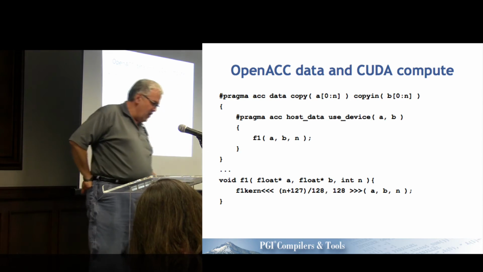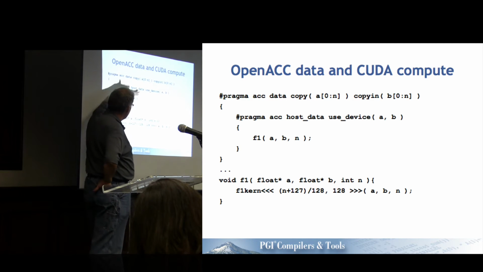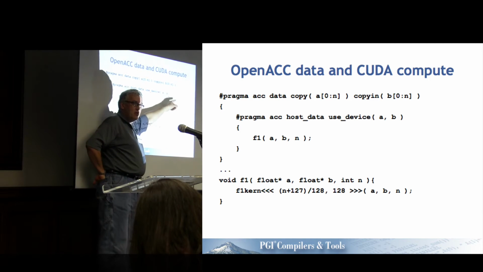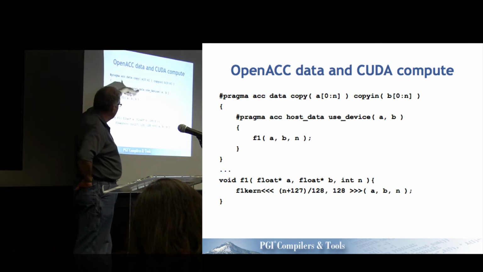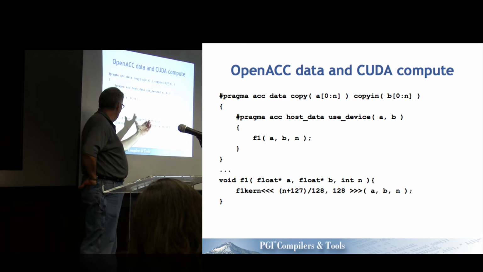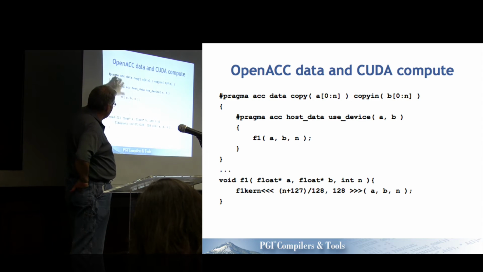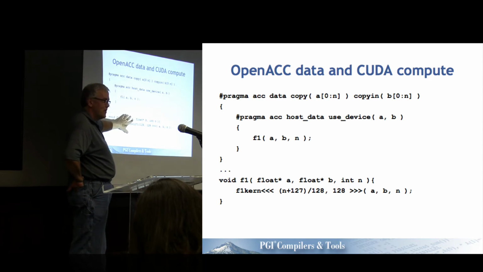Another way, which John already mentioned as well, was host_data, which says for this call, do the table lookup. So now the compiler is going to insert the code to do the table lookup and replace these addresses with the device addresses to pass into this routine that then does the launch. And the reason I have these as separate routines is because you're compiling this part with an OpenACC compiler and this part with NVCC. And never the twain shall meet.